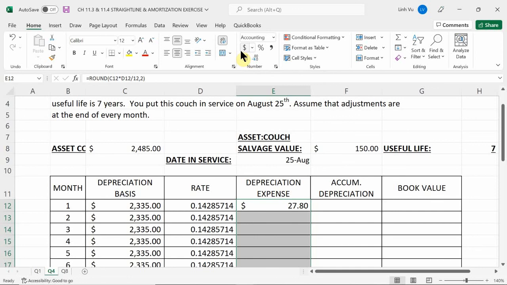Right. But in this case, it's a couch, right? I put my couch into service as of August 25th. I mean, I purchased it at the end of the year. Oh, so you'd have to calculate the rest of that year first. That's correct. But in this case, would you add that number onto the next year, or would you calculate both numbers separately and then add them together?